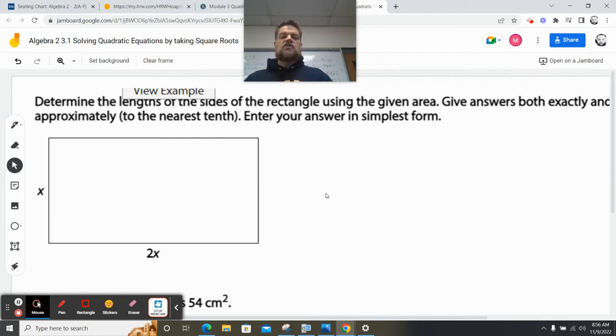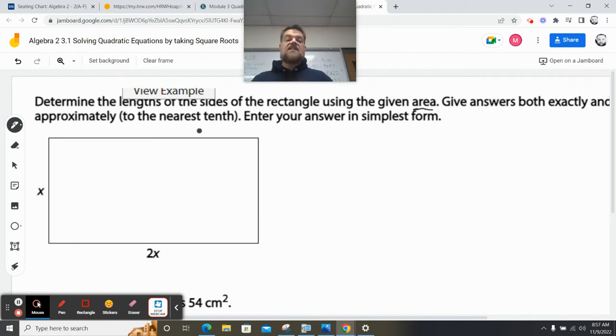Well, the question is determine the lengths of the sides of the rectangle using the given area. I'm going to underline the word area. That's a clue. Give the answers both exactly and approximately to the nearest tenth. Now, what that means is you're probably going to have a fraction.